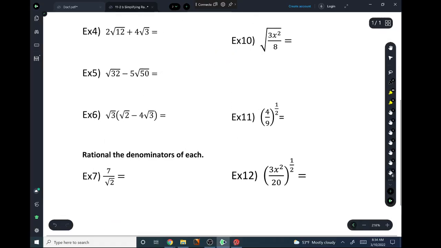We'll start with this number 11 real quick, right? I see 4/9 to the 1/2 power. What does that mean? 4/9 to the first. Don't worry about the first, it does nothing, right? So it's just the square root of 4/9, and that's easy, right? Because you would do the square root of the 4 over the square root of 9, which is 2/3.